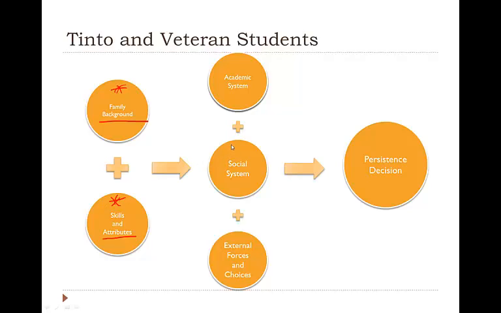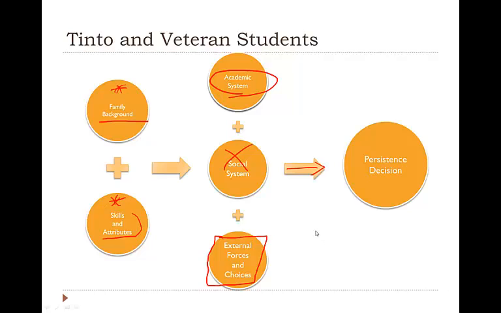Now, if we think about veteran students and the VA benefits and where they are in their life, they're there for academics. They're not there for a social system, because their family background now is likely to be married, they're likely to have children, they have very different skills and attributes, and they're in college for very different reasons. So the external forces that they're facing in college is very different than non-traditional students. So for them, the academic system is going to be much larger, they're going to feel much more connected, and then that's going to relate back to their persistence decision.